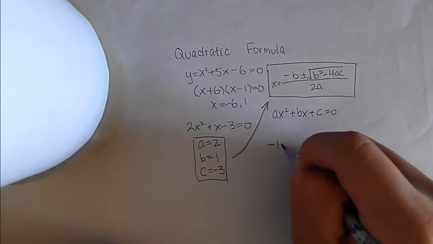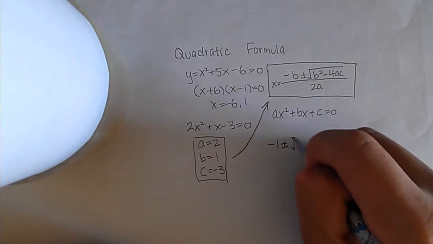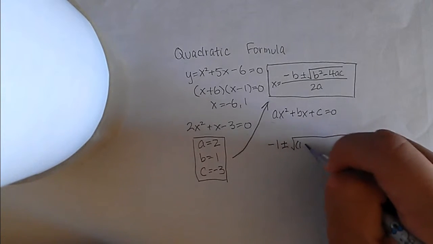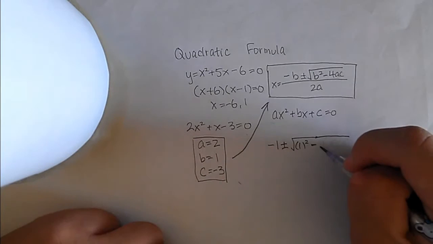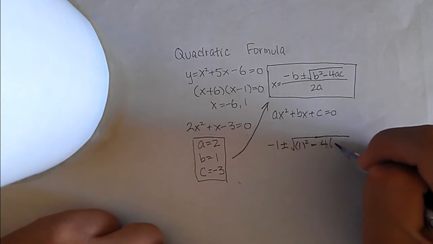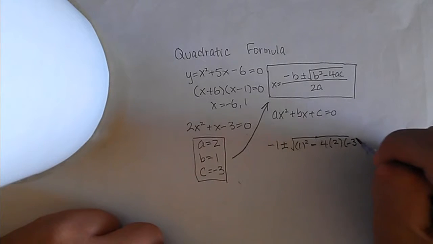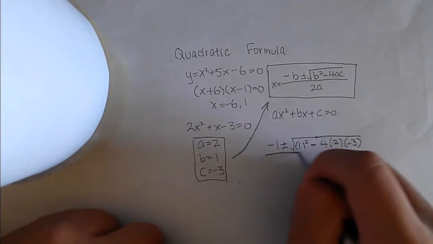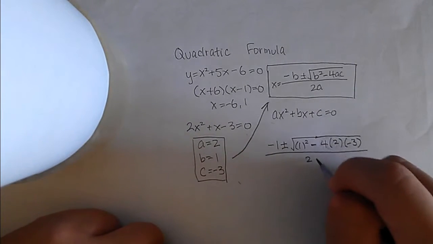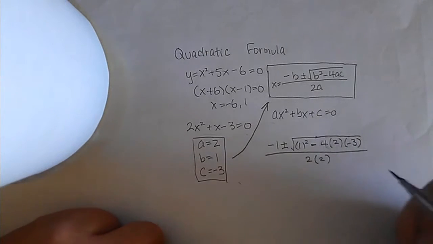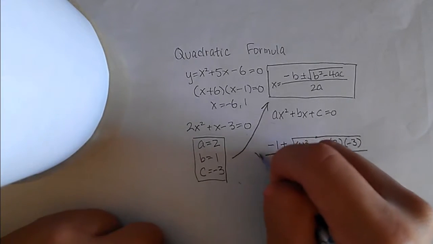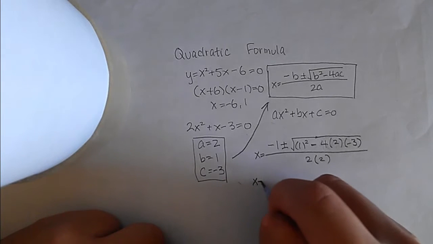So negative 1 plus or minus the square root of 1 squared minus 4 times your a value, which is 2, times your c value, which is negative 3, all over 2 times your a value, which is 2. Okay, so this is what x equals. Now let's continue to solve this.